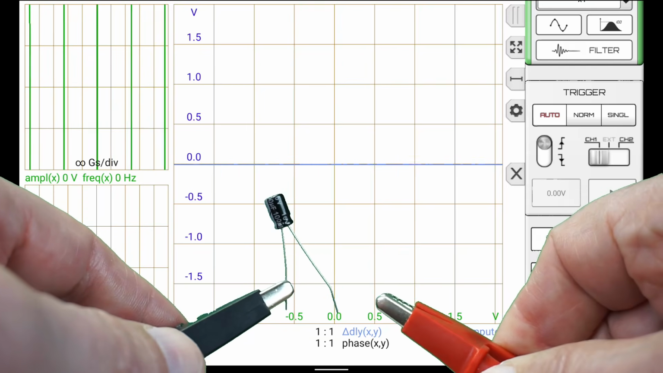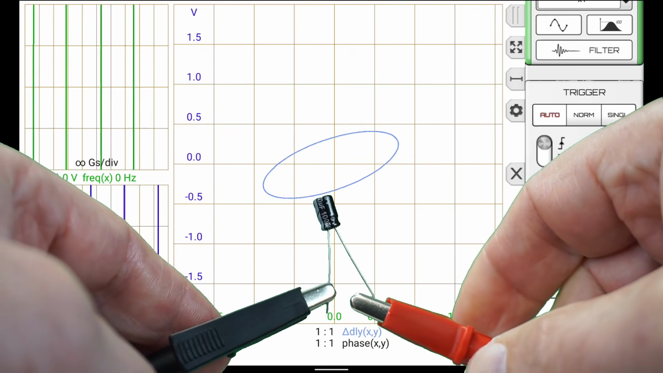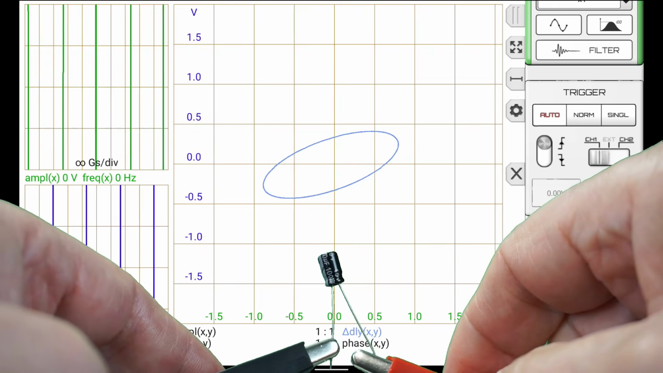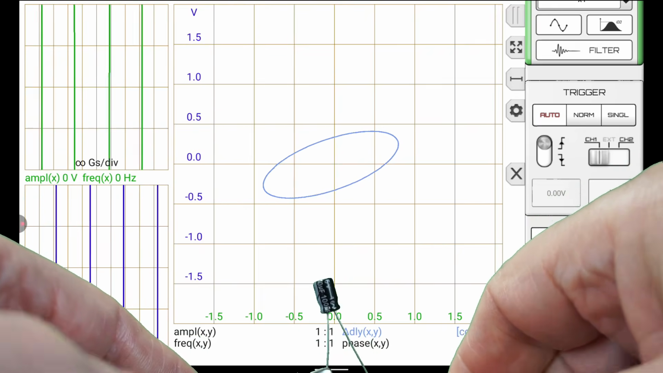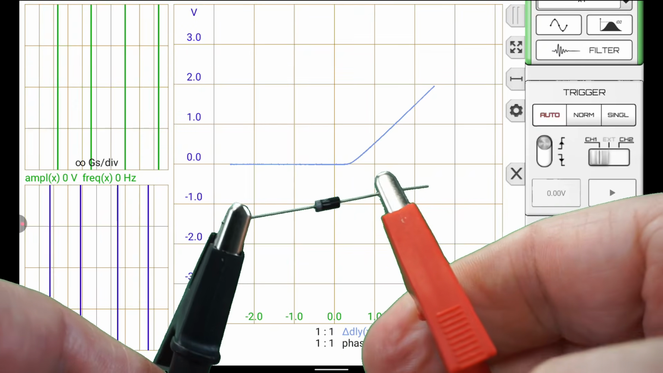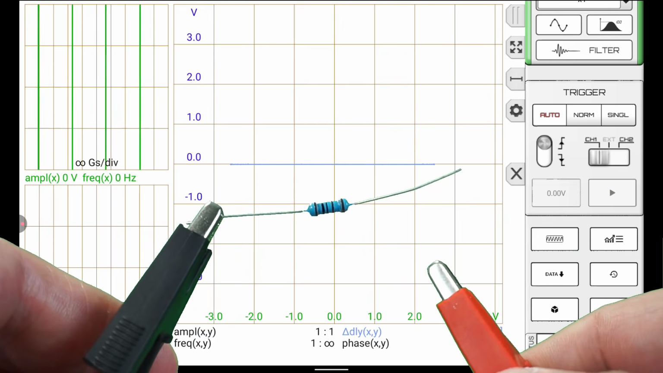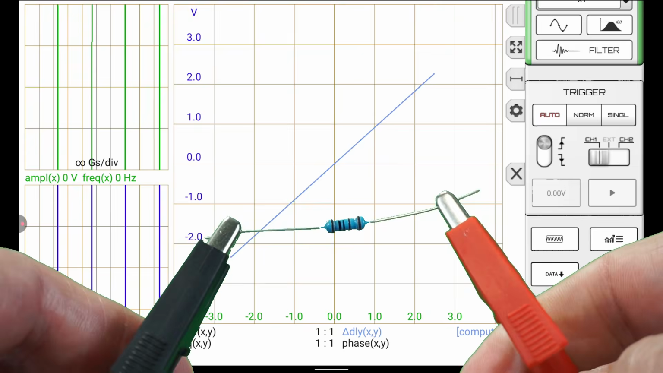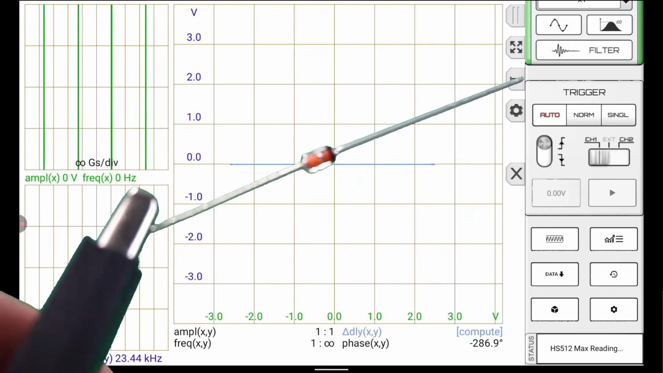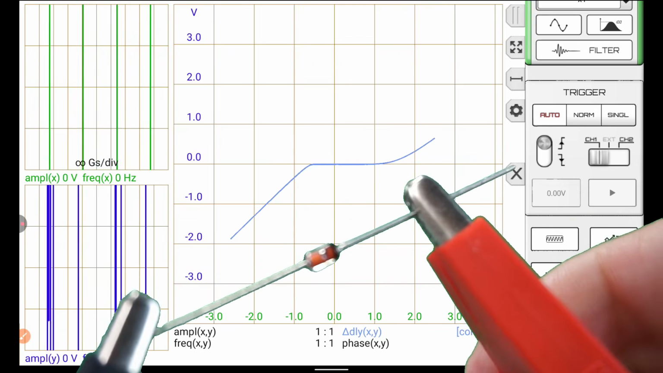And now if I place this capacitor in the circuit, we get this telltale Lissajous pattern associated with a healthy capacitor. Pretty cute. Here is a pattern associated with a simple diode, an ordinary carbon resistor will give us a straight line like this. And here I have a Zener diode and the pattern associated with it.